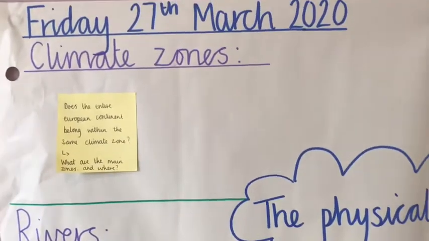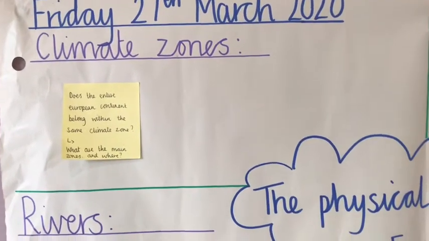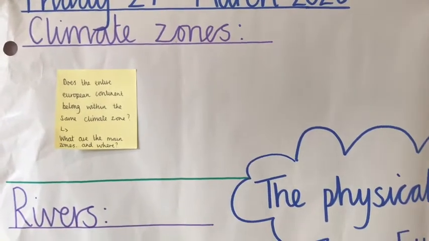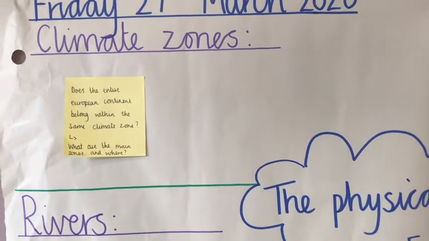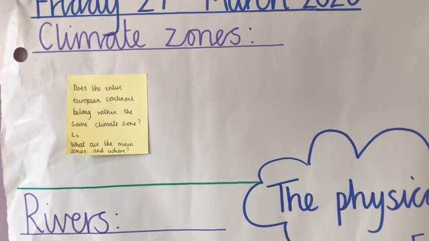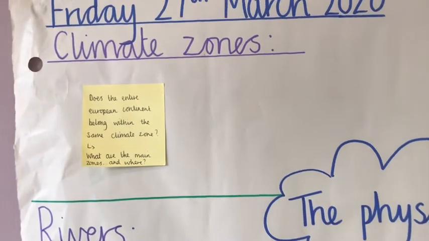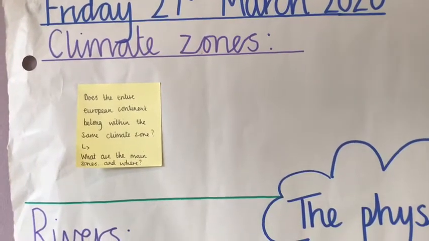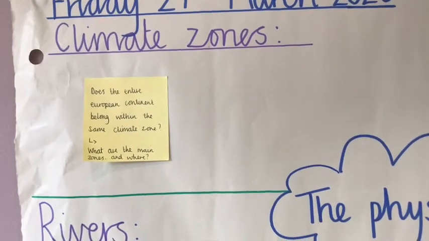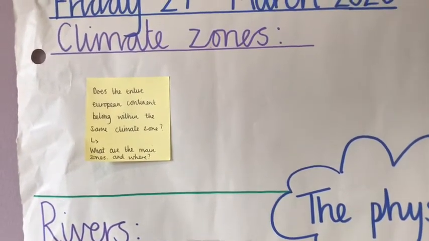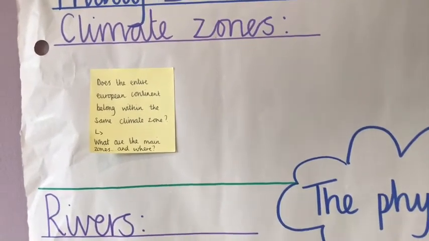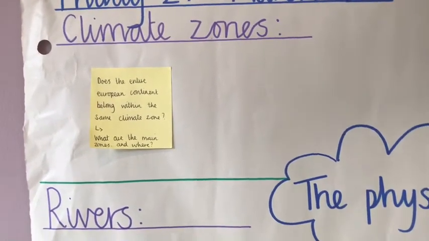So let's look at climate zones to start with. For my mind dump, what I would strongly suggest doing to start with is to jot down some initial thoughts and ideas that you have, because that'd be a really good way to steer your project forward. So for example, my climate zone question was, does the entire European continent belong within the same climate zone? So with that, I'm considering whether actually there may be more than one climate zone, and if there are, what are they and where do they relate to on the globe?